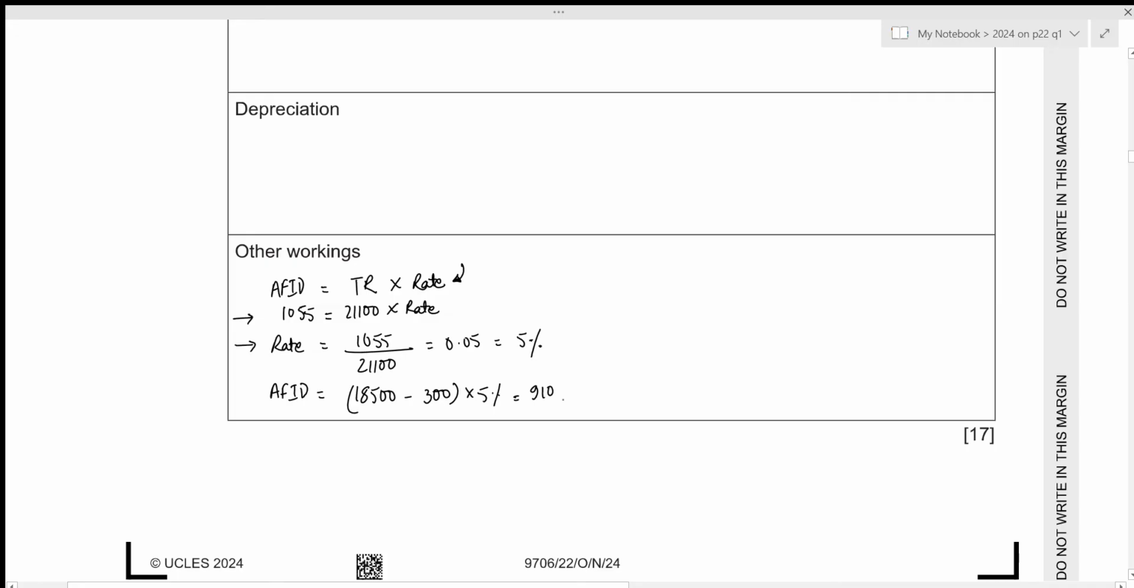Now we need to compare the opening balance of allowance for irrecoverable debt to the closing balance in order to see whether there was an increment or a decrement. The opening balance was 1055. The closing balance is 910. Clearly we can see that there is a decrease.